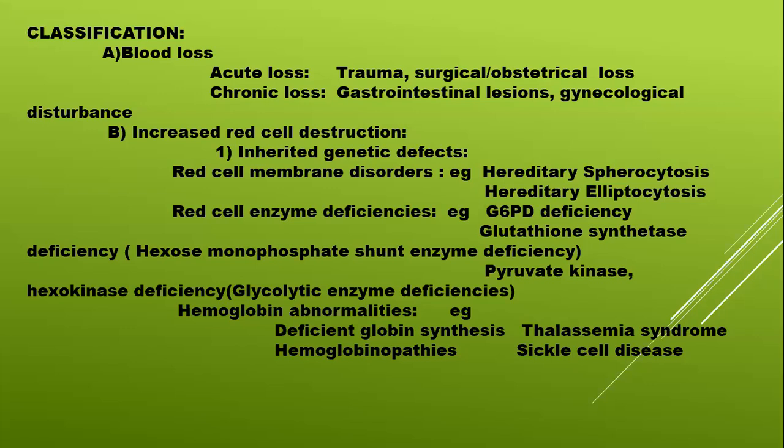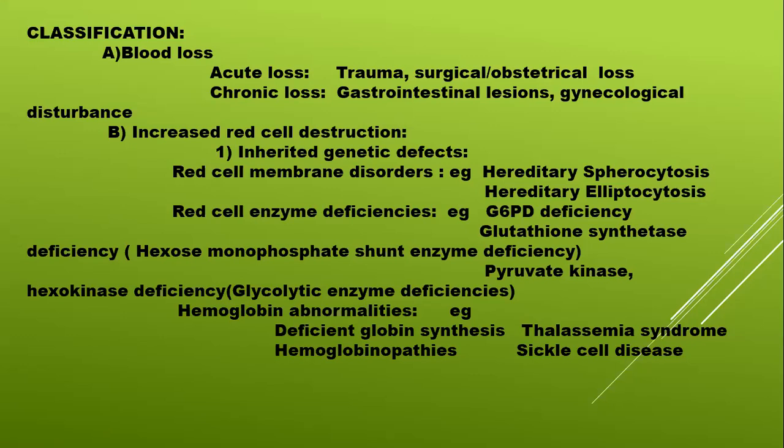Second thing is increased red cell destruction due to number 1, inherited genetic defects, the red cell membrane disorders. Examples are hereditary spherocytosis and hereditary elliptocytosis. Second thing is red cell enzyme deficiencies. Number 1, G6PD or glucose 6-phosphate dehydrogenase deficiency or glutathione synthetase deficiency, as well as pyruvate kinase deficiency.